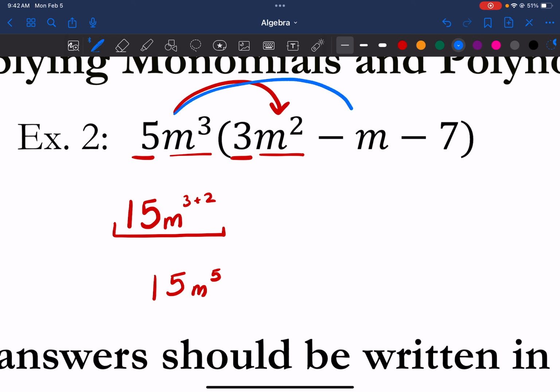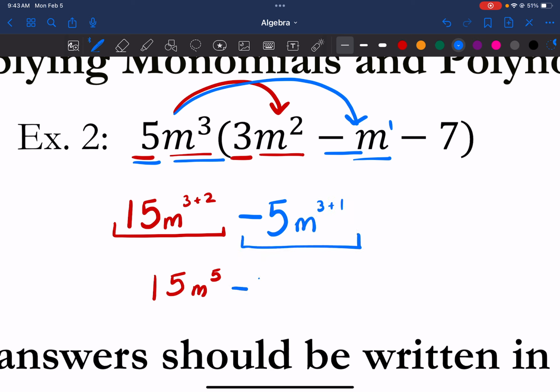Let's distribute this again. We take the coefficients, we have a 5 and a negative 1, which makes it a negative 5. Then we have our m cubed and m to the 1st power. So we have m to the 3 plus 1. If we simplify this, it becomes negative 5m to the 4th.